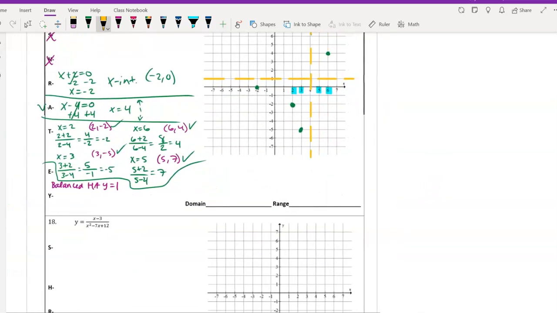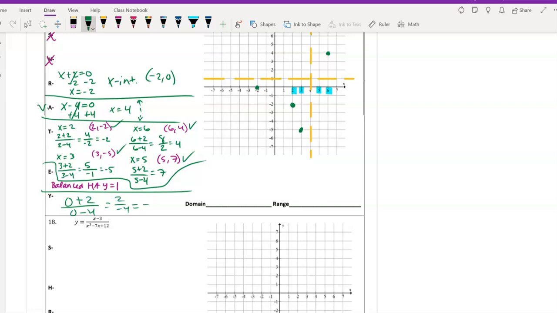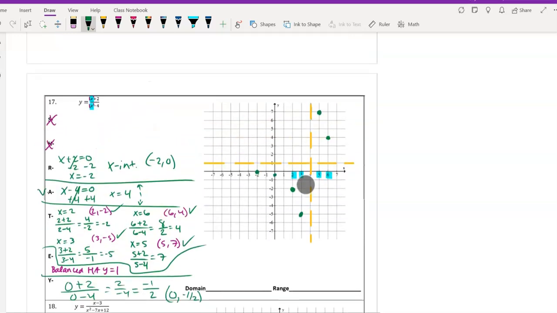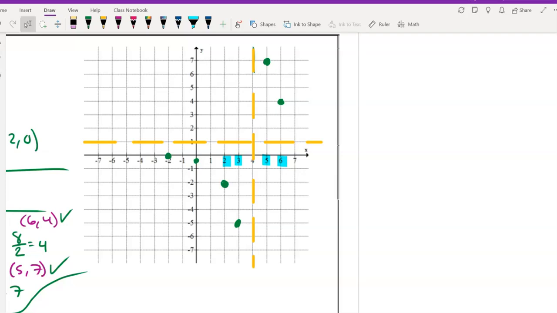All right, now the last part of our charade is the y. Plug in 0 for x and solve. This is one you can also put in the calculator. This is negative 1/2. So we have a y-intercept at 0, negative 1/2. All right, we can go ahead and connect our lines. Hopefully a little better than me. All right, there we go.